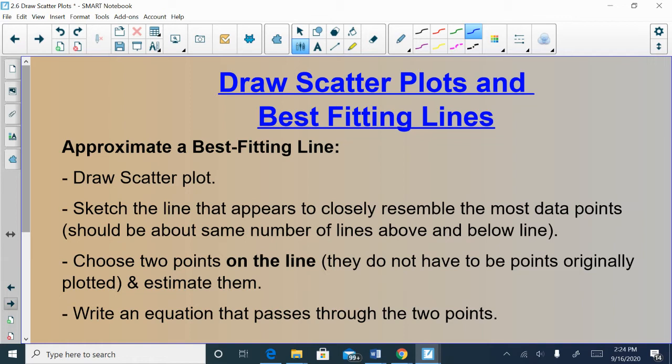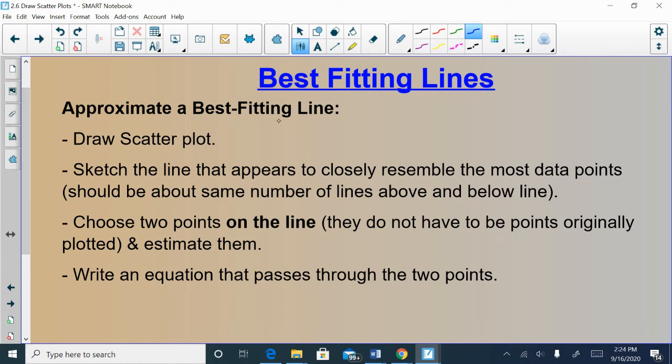So that's one of the tasks that I'm going to have you do on your quizzes or tests, to identify what type of correlation it is and approximate the R value. In addition to that, I'm going to have you draw a best fitting line or write the equation for a best fitting line. There are two different ways to do this. One is by hand, and one is using your calculator, and I'm going to go over both.